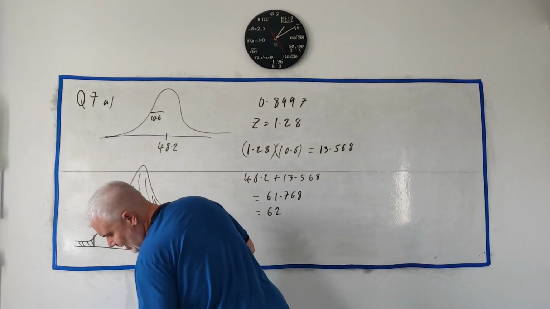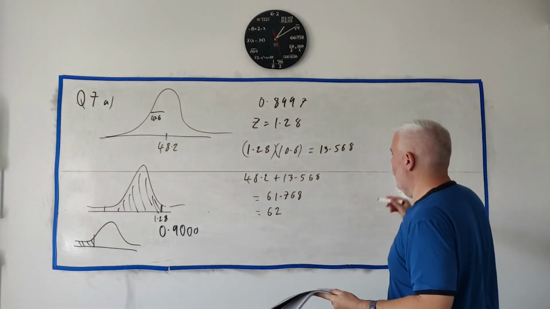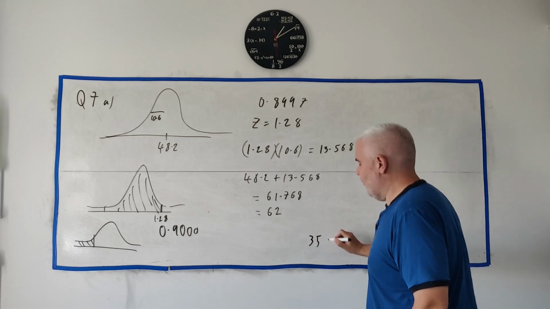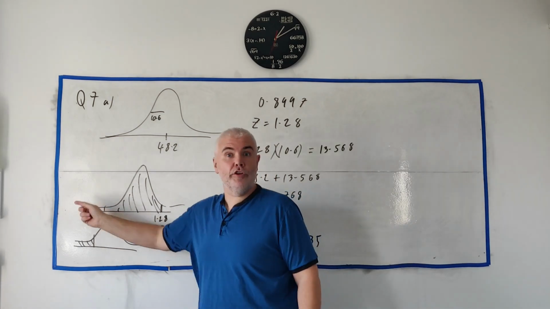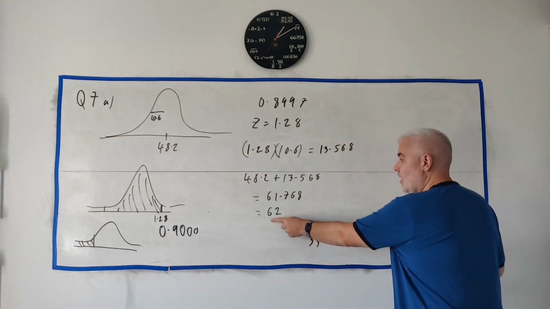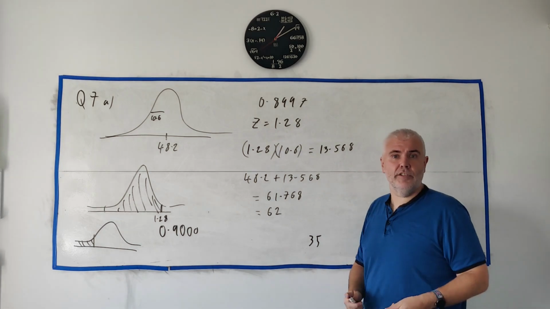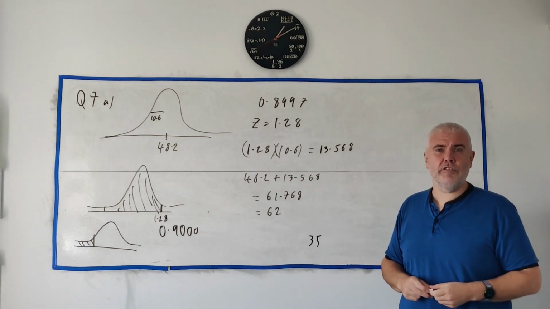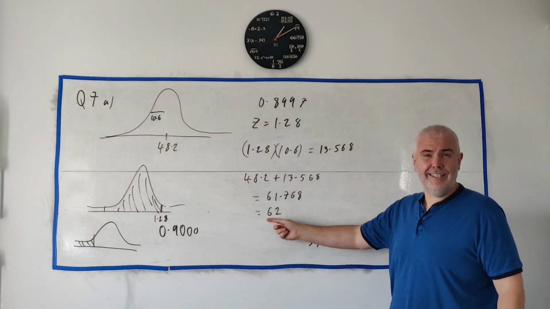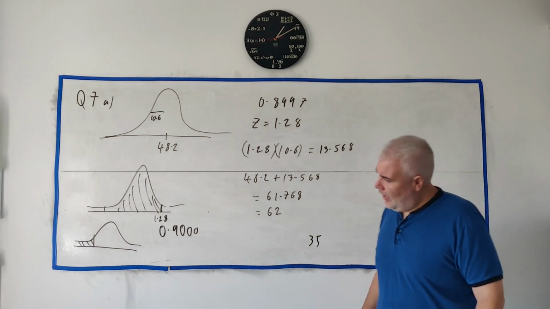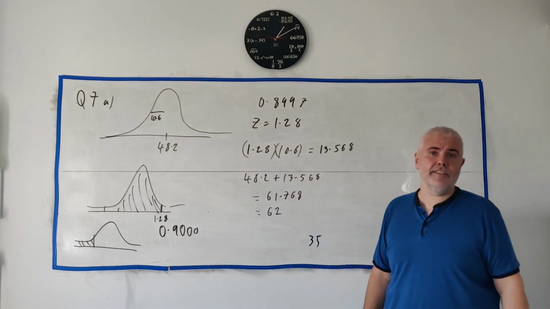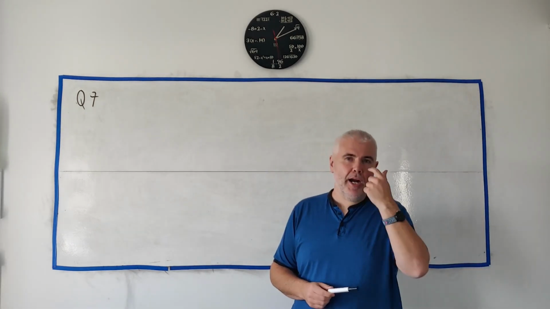And I did do that out just so you'd know. You would have got an answer of 35. So that means 10% of people were under 35. 10% of people were over 62. I do think it was very confusing what they were asking, but that is the actual answer. I'm guessing you would have got most of the marks if you gave 35 as your answer. Okay, on to part B.